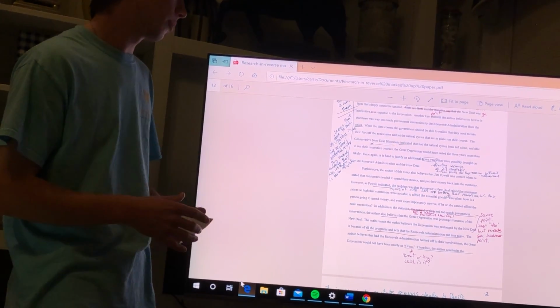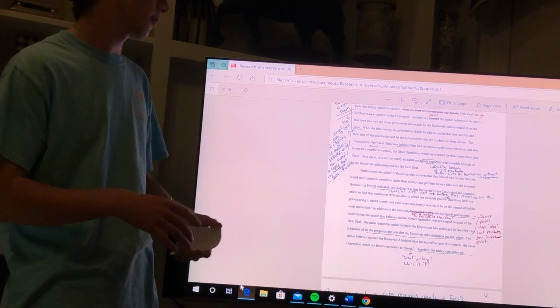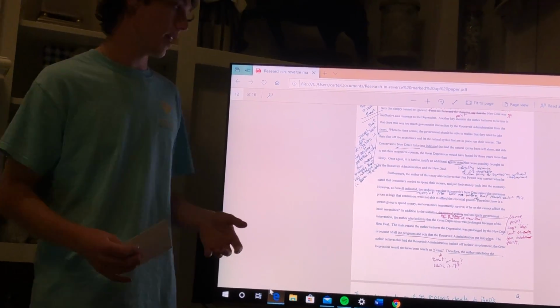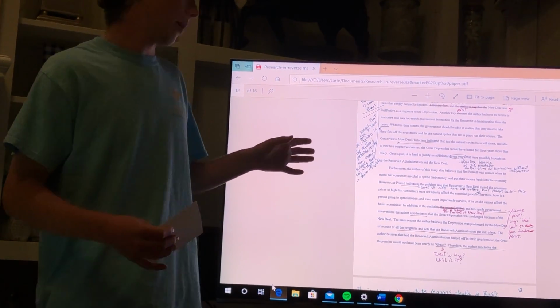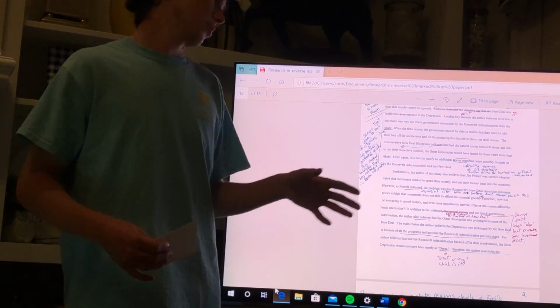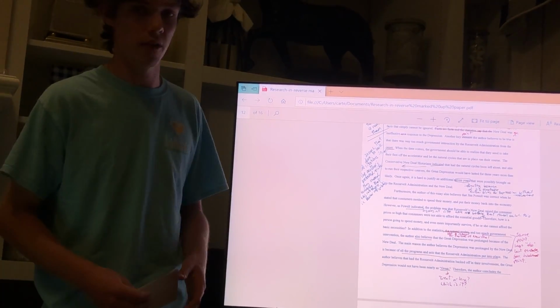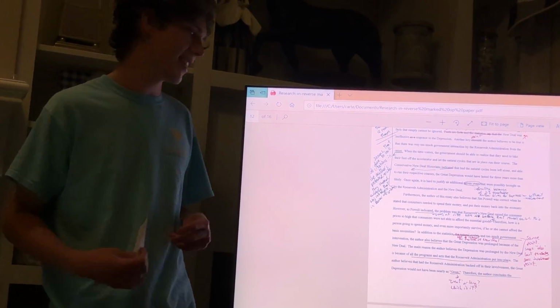The main reason the author believes that the Depression was prolonged by the New Deal is because of all the programs and acts of the Roosevelt administration. So essentially, the author says that the problems were the statistics, the natural cycles, and too much government, and then later down that there was too much government involvement. So it was essentially just the same thing again.